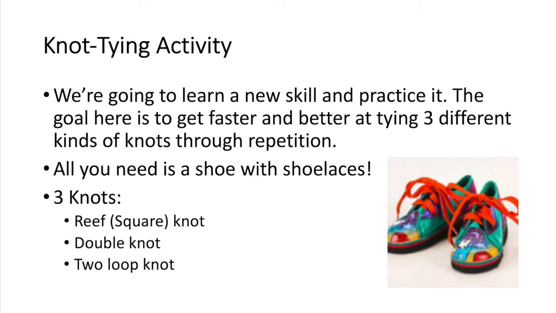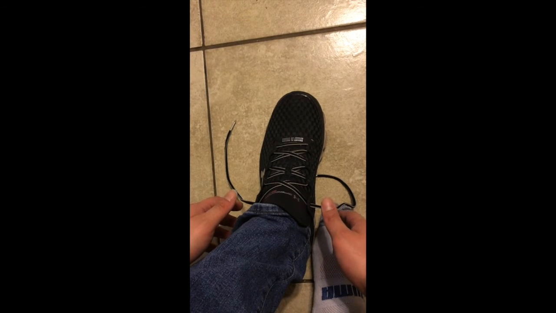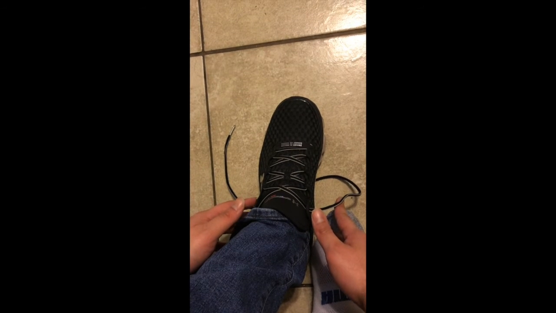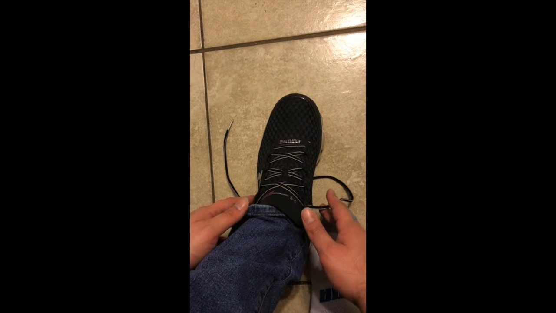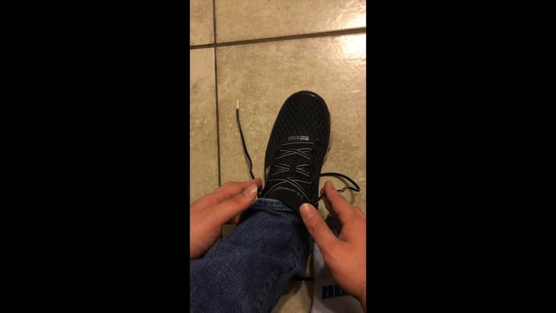So the 3 knots we're going to look at are the reef, also known as a square knot because it looks like a square. We're also going to look into the double knot and the 2-loop knot. Alrighty then, so let's get into the first knot. Right now we're going to start off with the reef, or also known as the square knot.